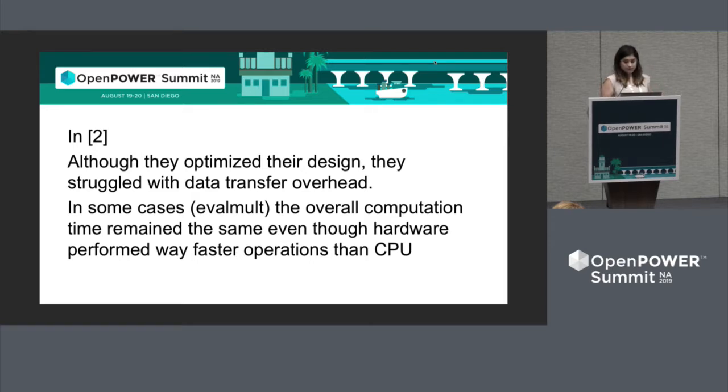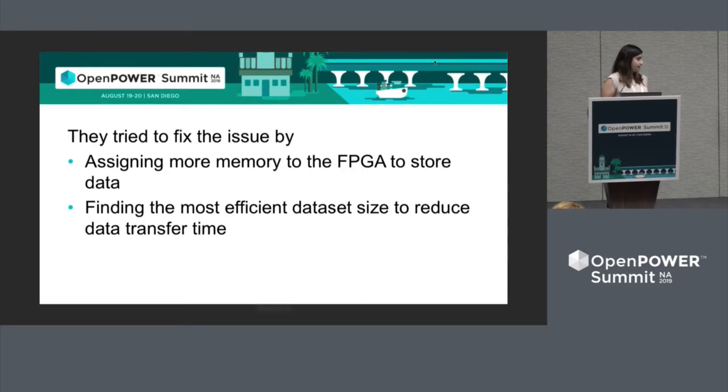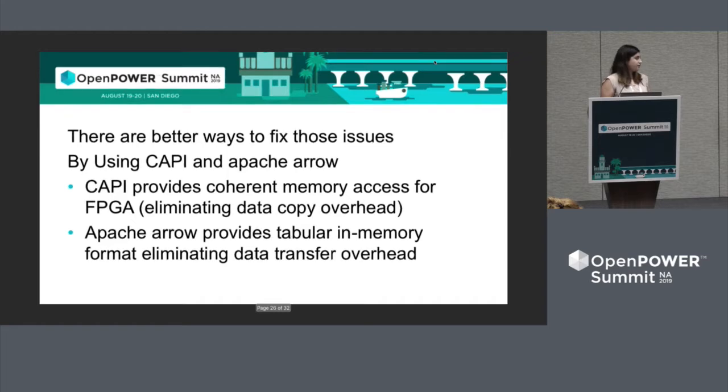So they came up with solutions for that. They tried assigning more memory to the FPGA so that the data can be processed locally. And they tried finding the most efficient data set size so that having to send data back and forth doesn't produce that much overhead. But we know that there are better ways to fix those.